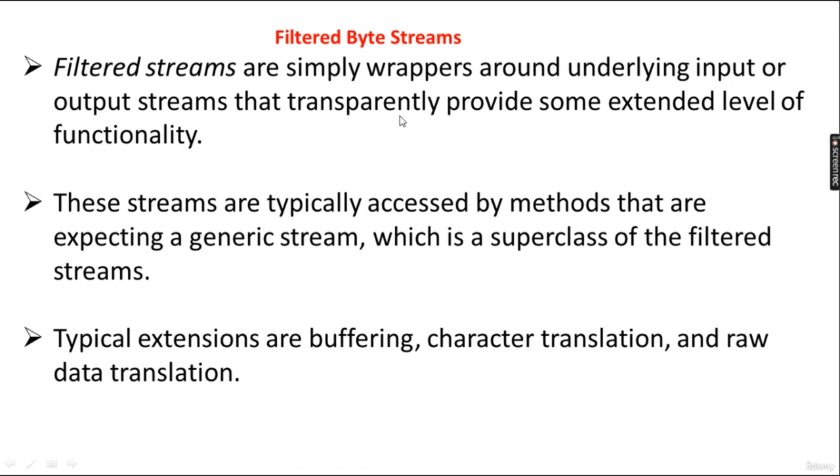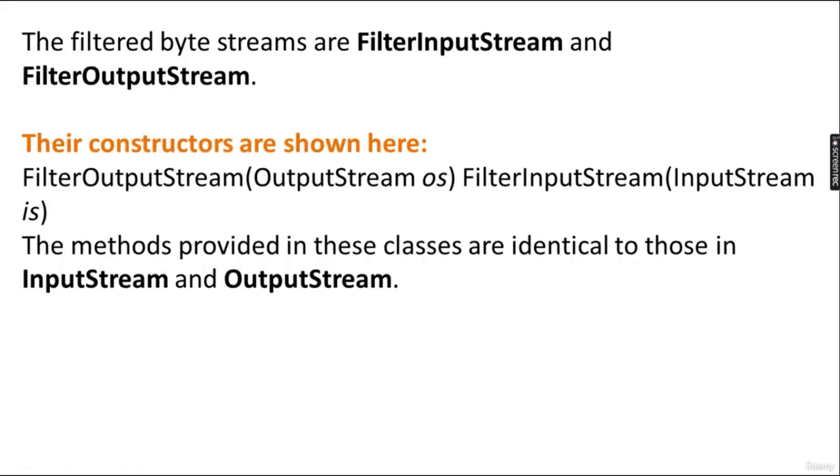Typical extensions are buffering, character translation, and raw data transmission. Okay, when you need buffering, character translation, or raw data translation, you will require this type of filtered byte stream. The filtered byte streams are FilterInputStream and FilterOutputStream. So the constructors are FilterOutputStream(OutputStream os) and FilterInputStream(InputStream is). The methods provided in these classes are identical to those in InputStream and OutputStream. Okay, methods will be the same. Only the filter output and filter input will be the wrapper.